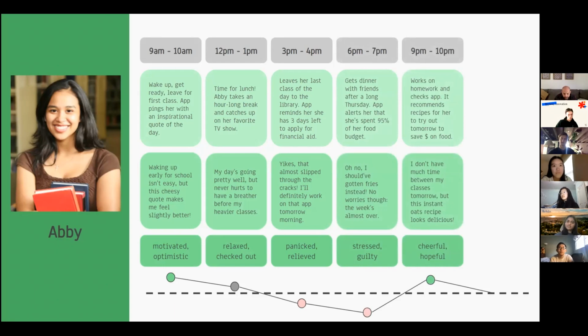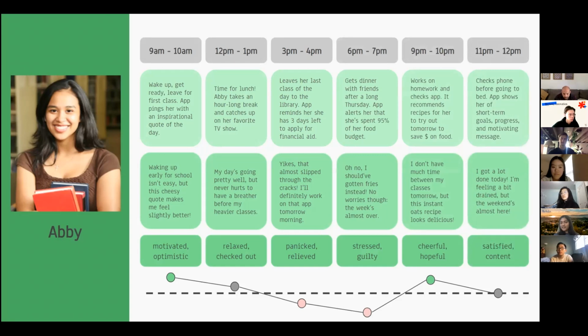Once she gets home, she works on homework for a few hours and checks the app. Based on her activities earlier in the day, it recommends recipes for her to try out to save on food. Because she doesn't have much time tomorrow, she decides to go with an instant oats recipe she found, and she's feeling pretty hopeful. And finally, like most of us do, she checks her phone before going to bed. The app shows her a visualization of her short-term goals, progress, and a little motivating message. Although she's feeling tired from the day, she's also feeling satisfied and content.